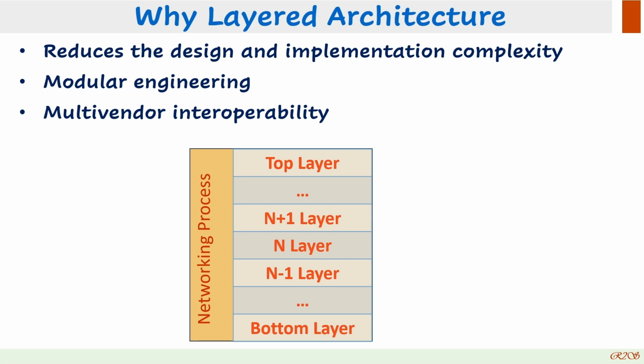So why layered architecture? First of all, we want to reduce the design and implementation complexity. We divide the whole process into different functions, and these functions are called layers. These layers also give us interoperability between different vendors in the network market.